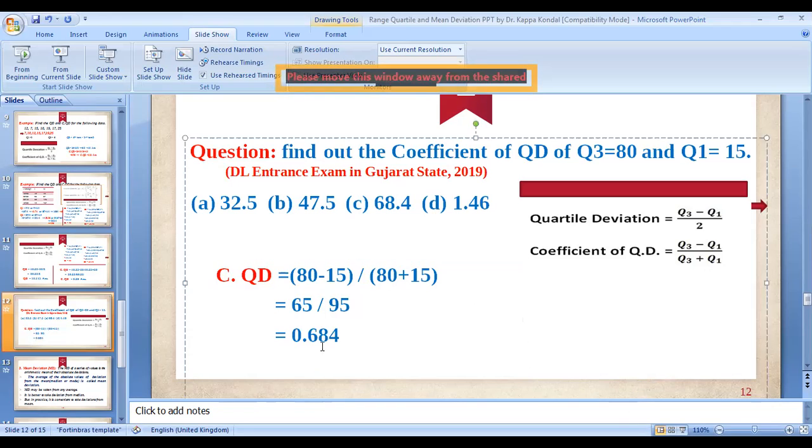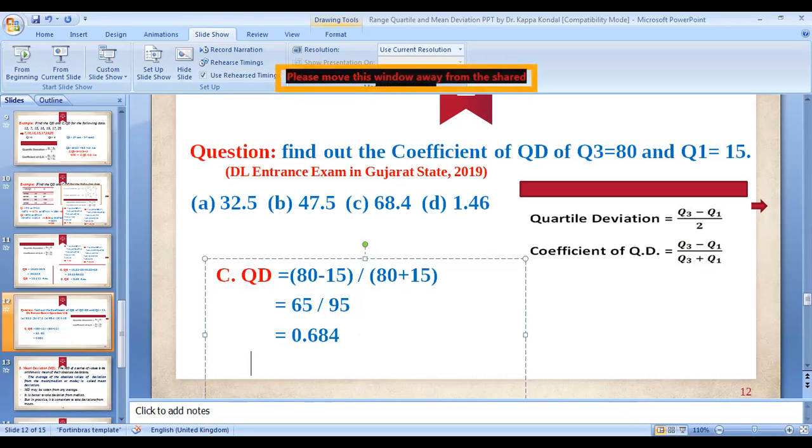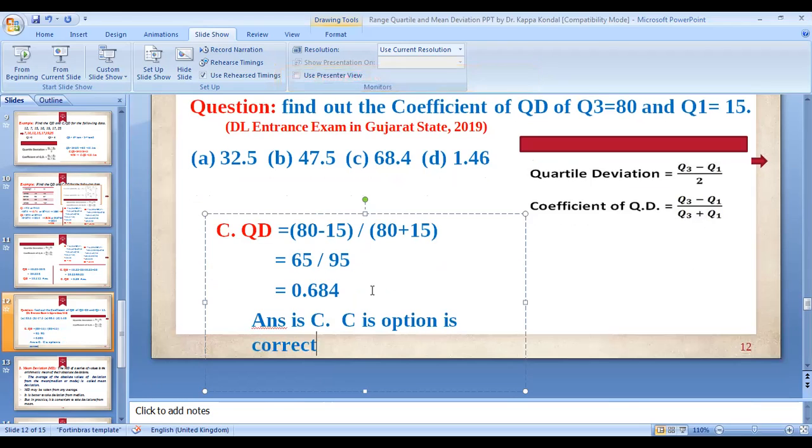C. We can do it in percentage also. Don't confuse, here they didn't mention it as a percentage, but when you are speaking of coefficient values, we can simply say it in percentage. The answer is option C. When you convert into percentage, it is 68.4%. The C option is the right answer.